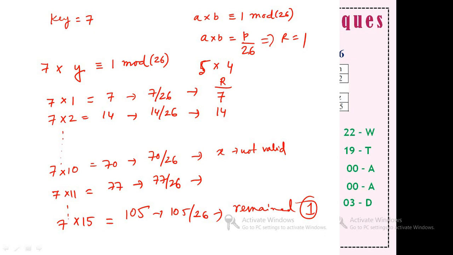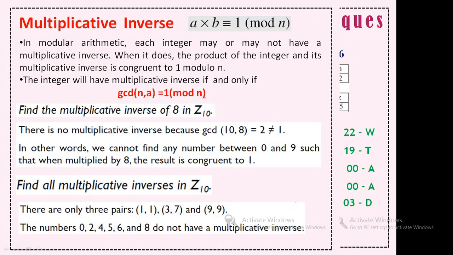Let me go back to the slide once again to show you another example. For example, 8, for a set where Z10 is given, so modulo 10. Is it possible to get a multiplicative inverse of 8? Now the question comes, for which integers can we find the multiplicative inverse? Is it for all? The answer is no. I'm not going into that detail because I'll repeat it in the next module.